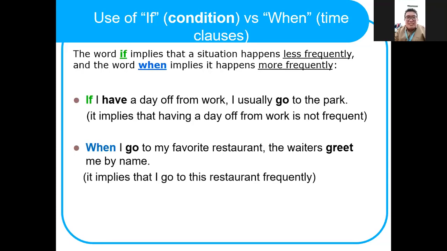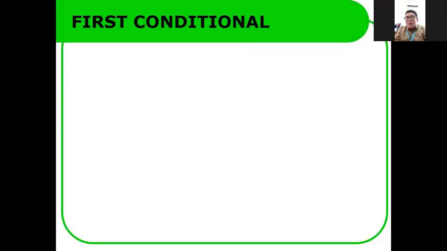And this is the example of the sentence. Okay, if I have a day off from work, I usually go to work. Artinya, dia tidak selalu ada hari libur kan kalau di pekerjaannya. So it's not frequent. Different with the next sentence, berbeda dengan kalimat berikutnya. When I go to my favorite restaurant, the waiters greet me by my name. We can imply that from this sentence that he or she goes to the restaurant frequently. Kalau pakai when ini cukup sering. Tapi kalau if bisa kita katakan jarang dilakukan, less frequently.